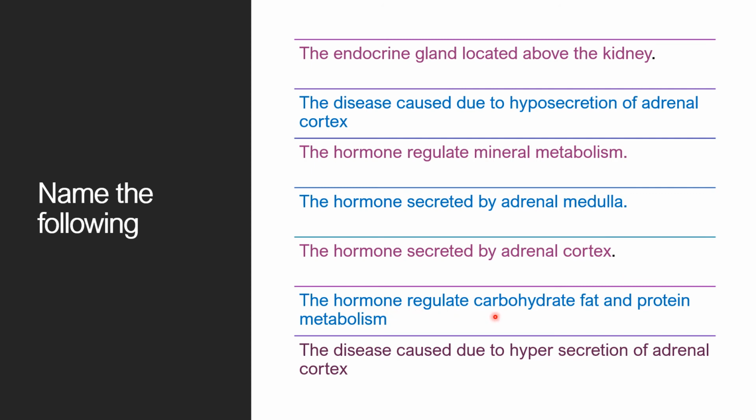The hormone regulating carbohydrate, fat, and protein metabolism. Glucocorticoids. The disease caused due to the hypersecretion of adrenal cortex. Cushing syndrome.